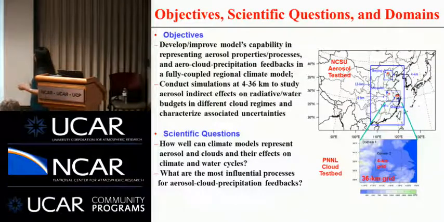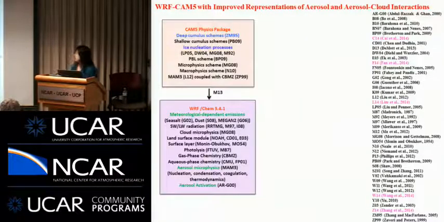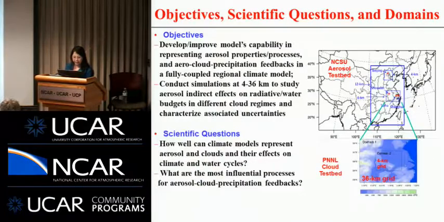Then at PNNL, they are particularly interested in how aerosol would affect formation of deep convective clouds as well as the impact of the monsoon. So they start with our test bed at 36 kilometers, then nest it down to 4 kilometers. All right, so the coupled regional climate model we use is the so-called WRF-Chem5. It was initially developed by NCAR in collaboration with Pacific Northwest National Laboratory, by incorporating the Chem5 physics package into WRF-Chem 3.4.1.